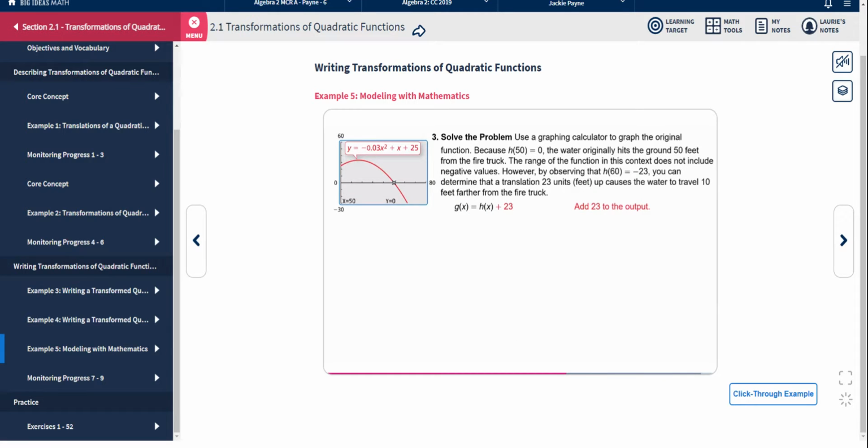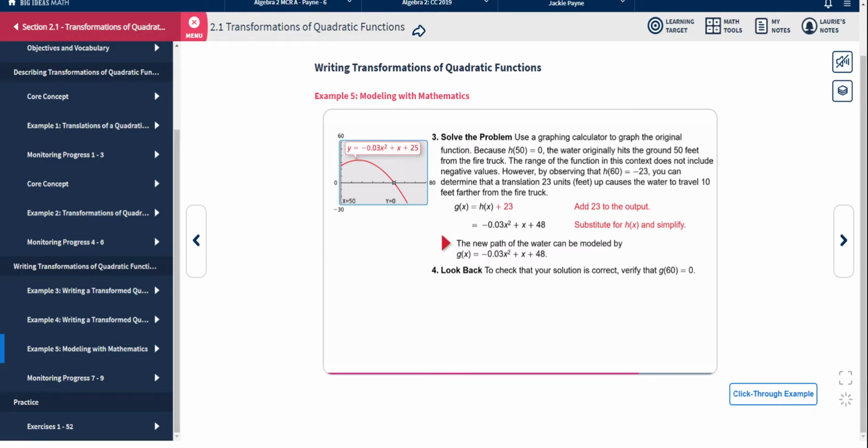So, add 23 to the output, or h of x. Write g of x equals h of x plus 23. Substitute for h of x and simplify to get negative 300 x squared plus x plus 48. So the new path of water can be modeled by g of x equals negative 300 x squared plus x plus 48.